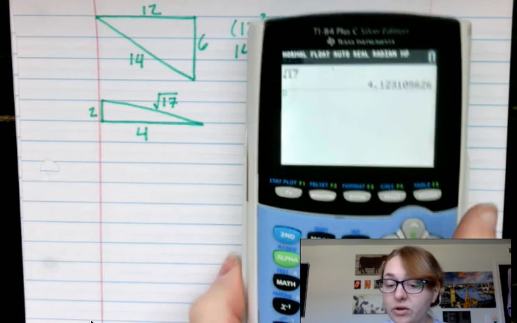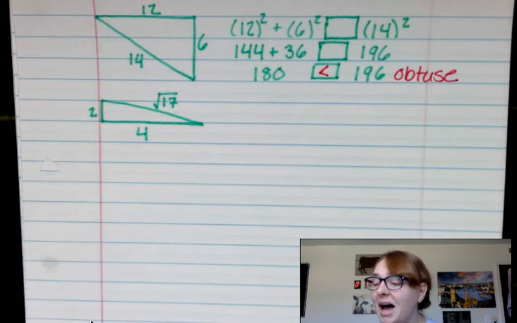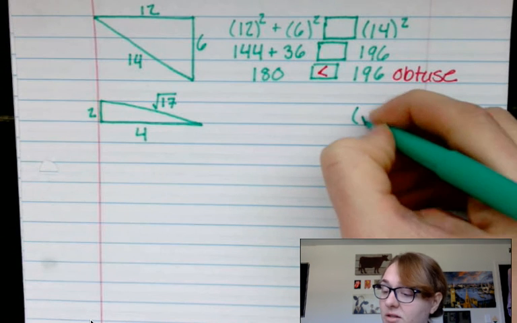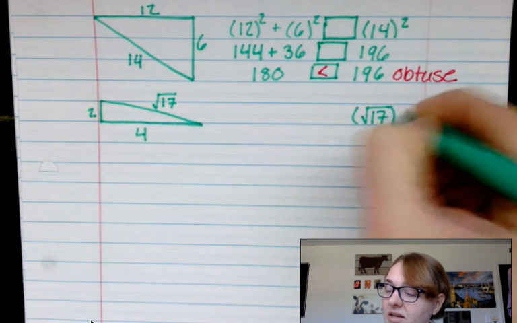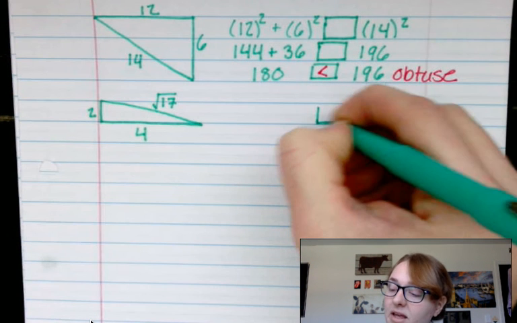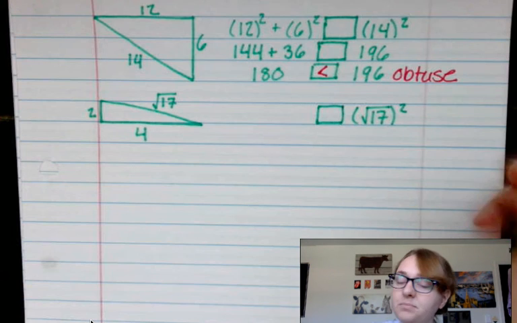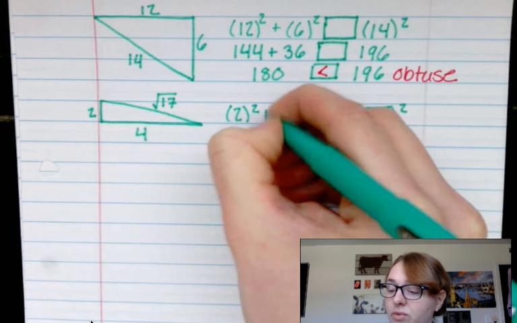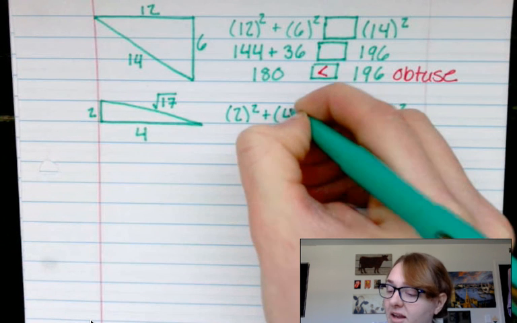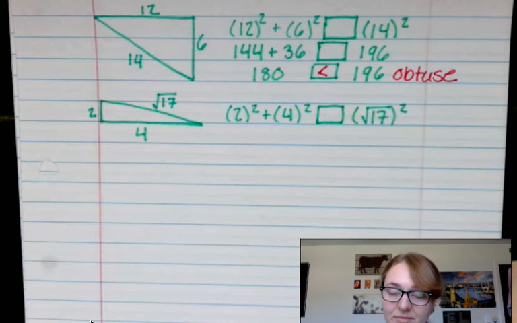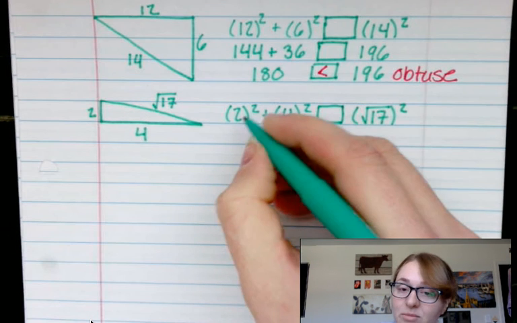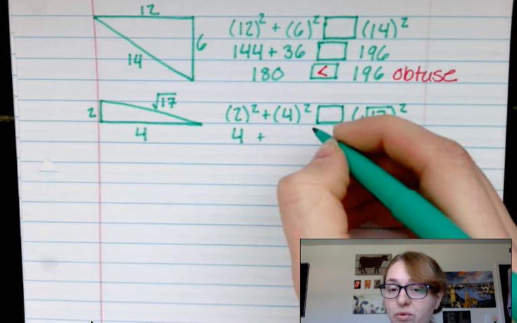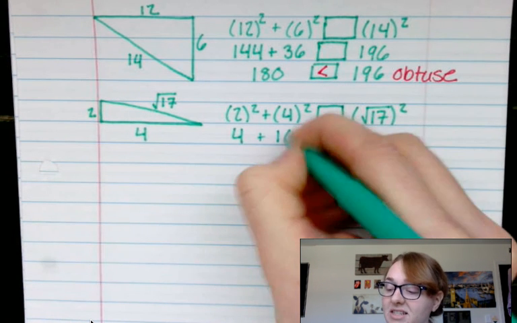So that square root of 17 is our hypotenuse. I almost said hypothesis. So that's going to go on our right side. Square root of 17 squared. We're going to keep that box because we want to make a comparison to our 2 legs here. So we have the leg of 2, and we're going to square it and add it to our second leg of 4 and also square that. So 2 times 2, or 2 squared, gives us 4, plus 4 squared, or 4 times 4 gives us 16.